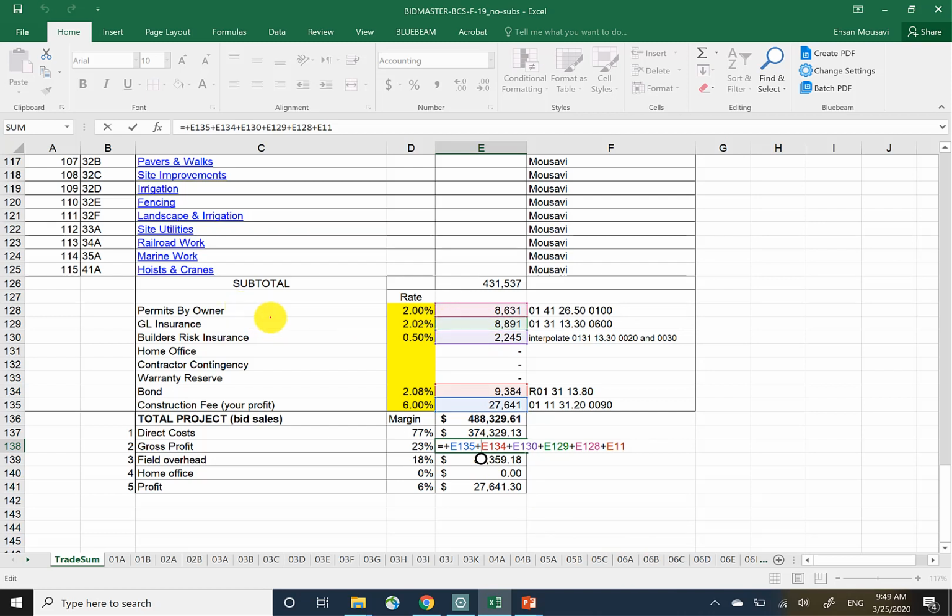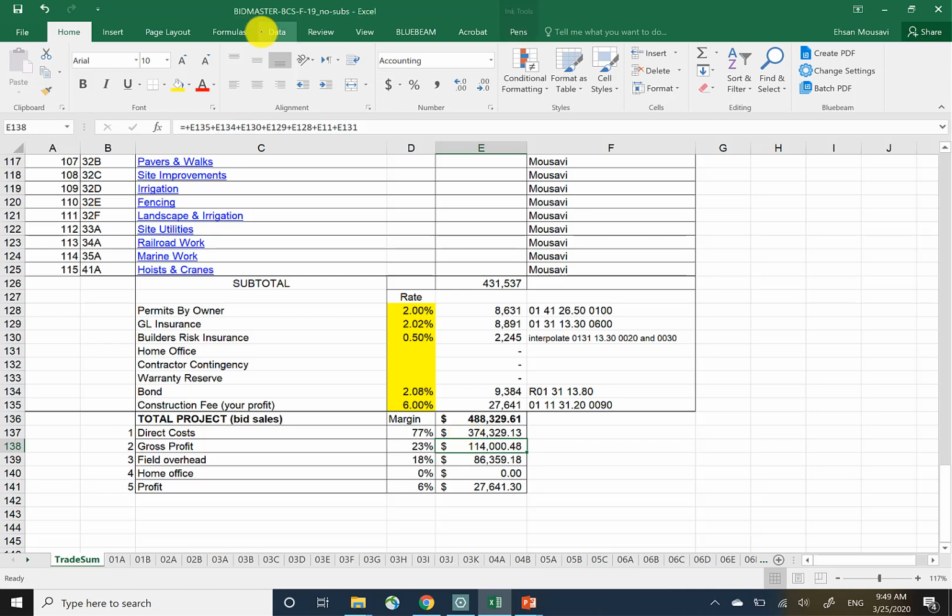So this is indirect: permit and liability insurance, bond. If I have a home office, let me actually go ahead and add that, pretend that I have a home office too. These are all indirect costs, right? That I can tell, correct? I can also say that, fair enough. If I know this is my total indirect cost, I know that indirect cost minus, let me write that down.